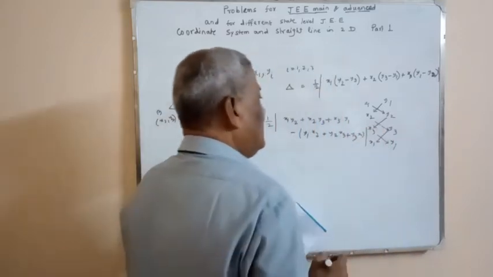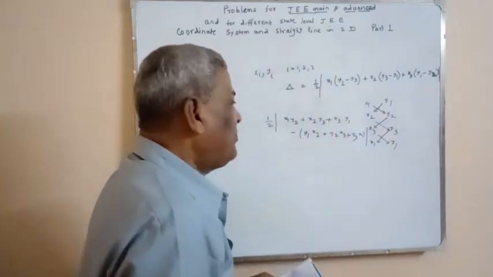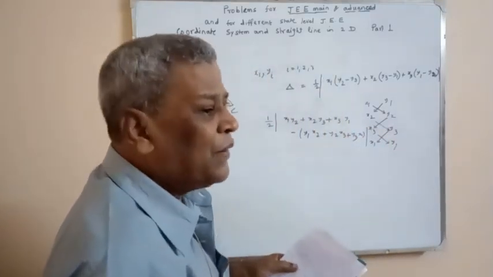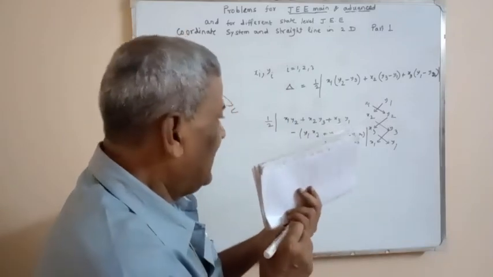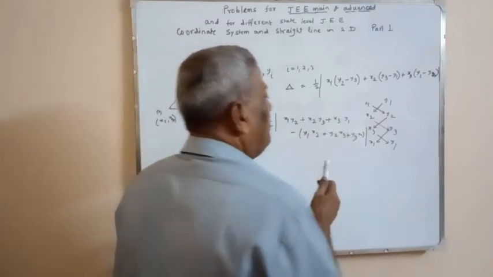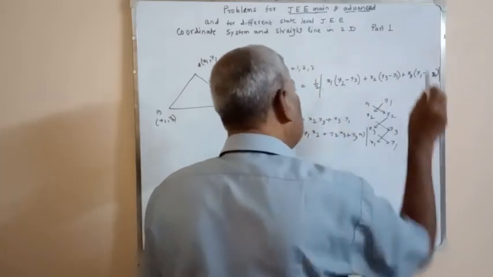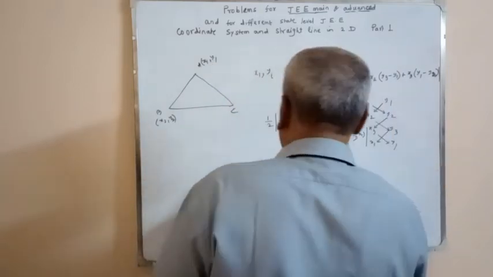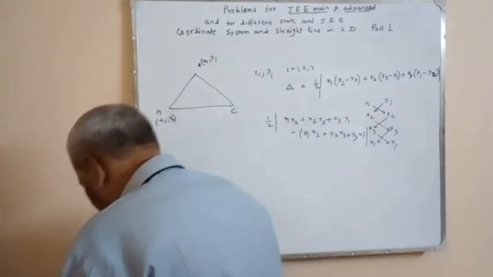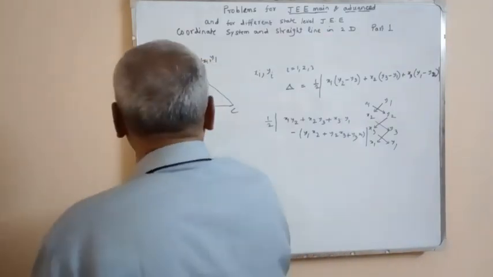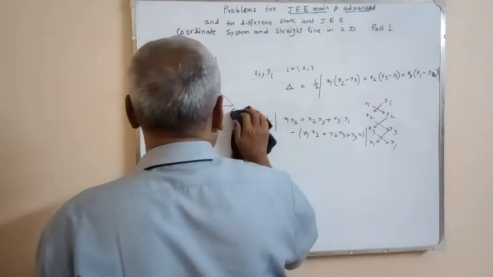Modular sign, because area cannot be negative. That's why. I think this is a very simple way. The formula is also simple. Anyone you can keep in mind. Similarly, area of a quadrilateral.